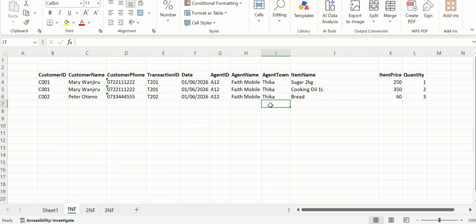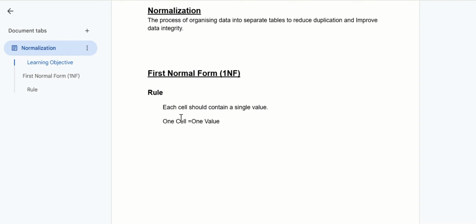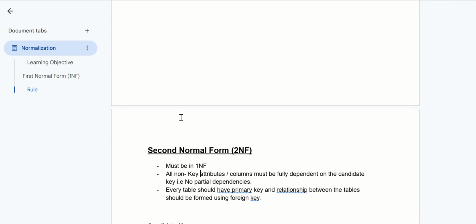Yes, so you can see we have each and every value settled in its own cell, where you can see customer ID, customer name, customer phone, transaction ID, dates. So everything is now settled into their respective cell. So that means it satisfies the first normal form. So now let's move to second normal form.